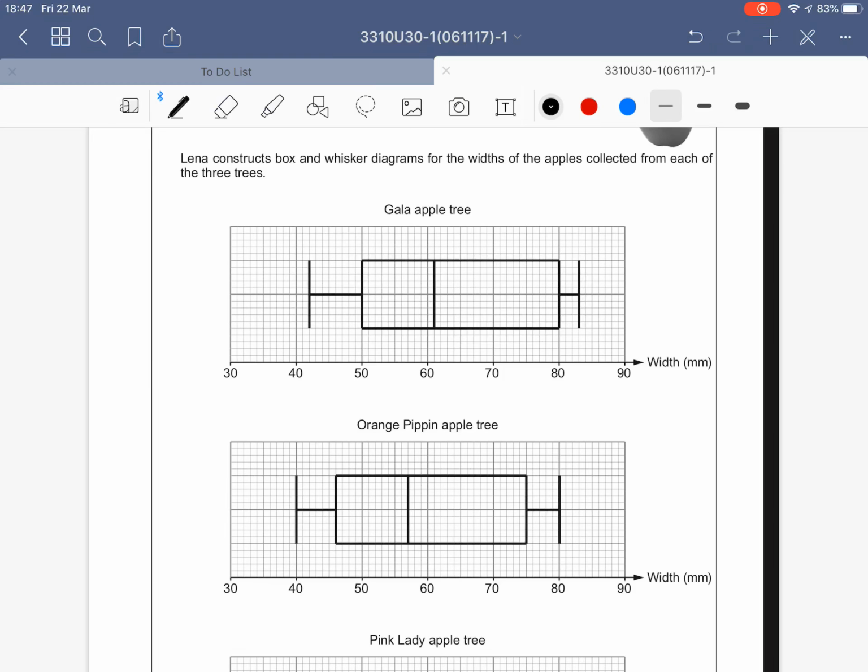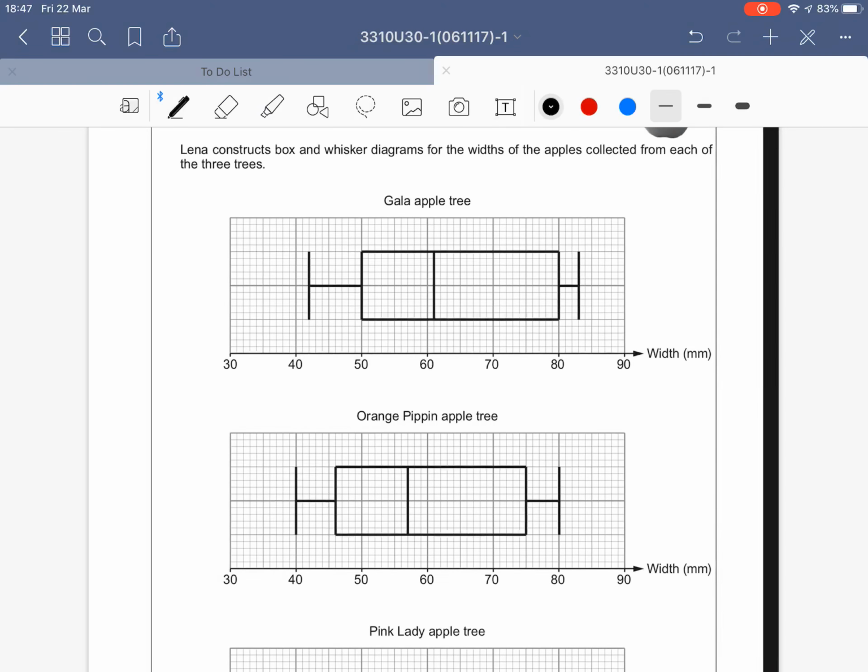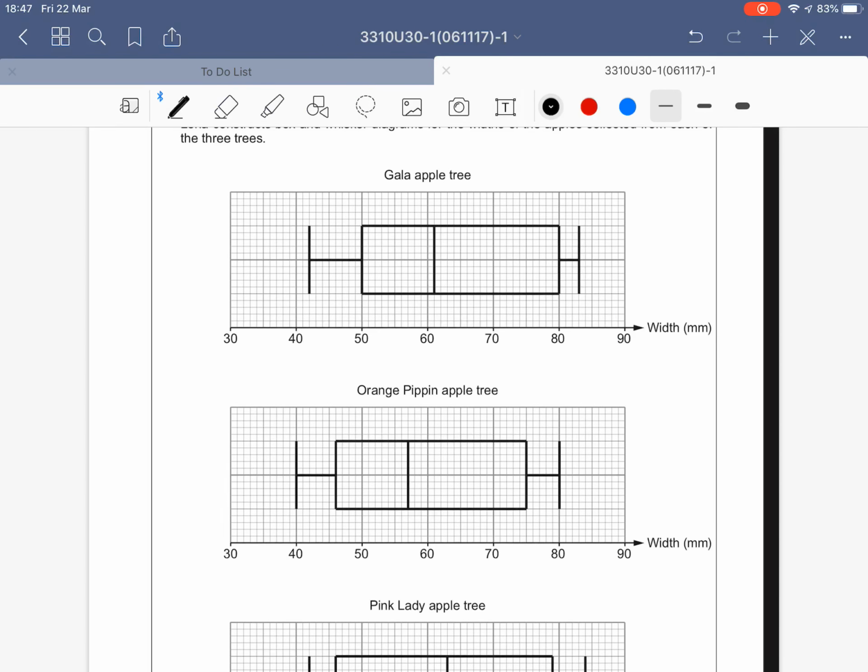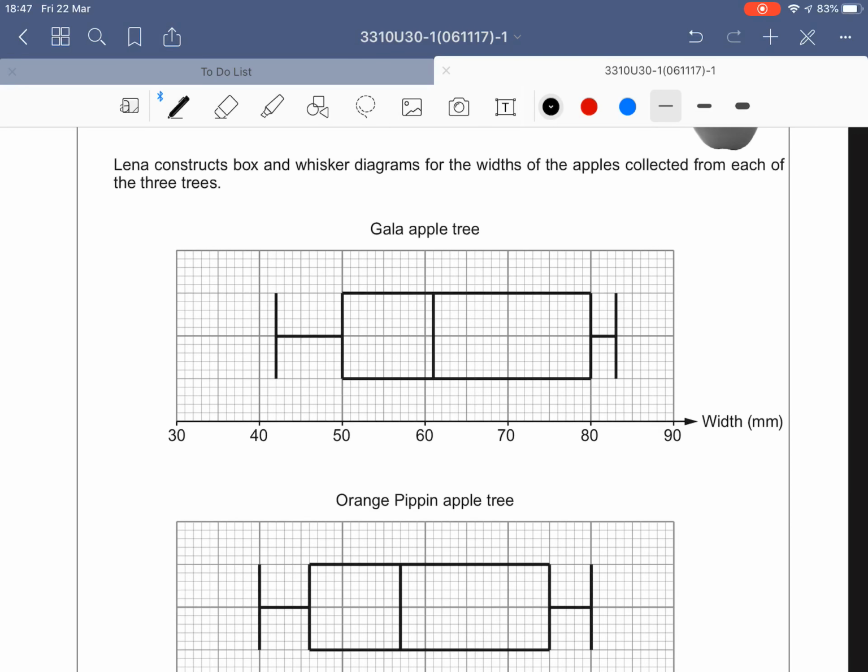Construct the box and whisker diagram for the widths of the apples. So those are the gala trees. With a box plot, there's a bit of information you need to know. This whisker here is the maximum. So we can see, I'm just going to write this on the gala one, the maximum for gala is 83 there. This whisker is the minimum, so the smallest width of the gala apple is 42.